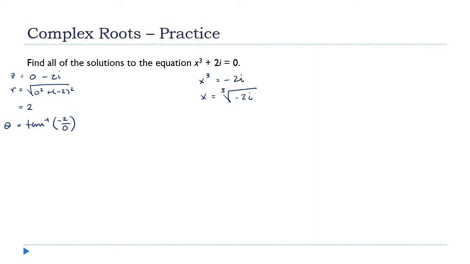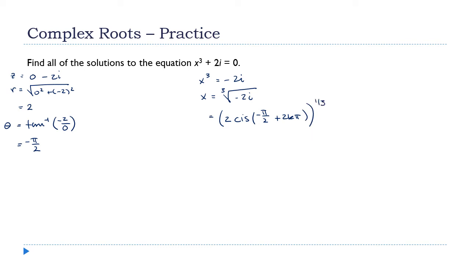Negative 2i, if you were to graph this, it would be the point 0 comma negative 2, which is down on the negative y-axis. So I'm going to use theta equals negative pi over 2 as my angle. Okay, so then this is 2 cis negative pi over 2 plus 2k pi, to the 1/3 power.